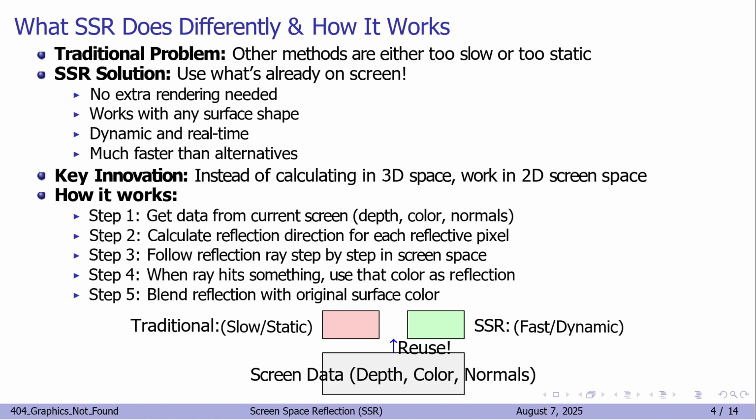It's a simple 5-step process. First, grab all the necessary data from the current screen. Second, for any shiny pixel, it calculates the direction the reflection should come from. Next, it follows that reflection line, step by step, across the screen. This is called ray marching. When the line hits another object on the screen, it grabs the object's color. Finally, it blends that color onto the shiny surface. And that's a reflection. Let's look at this step a bit more closely.